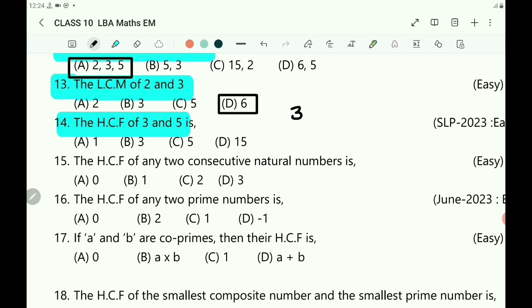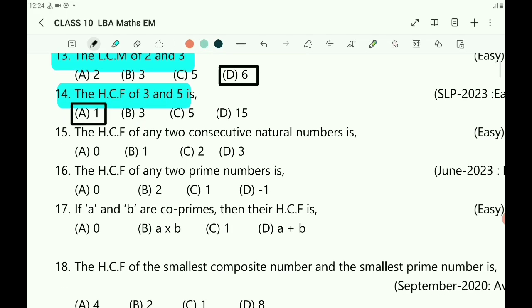If you write the factors, the factors of 3 are 1 and 3, and the factors of 5 are 1 and 5. So the common factor is 1, with the lowest power. So HCF equals what? 1. The HCF of prime numbers you can also consider here. The HCF of 2 prime numbers is always equal to 1. So option A is the answer. The HCF of prime numbers is 1. Similarly, the HCF of co-prime numbers is also 1.